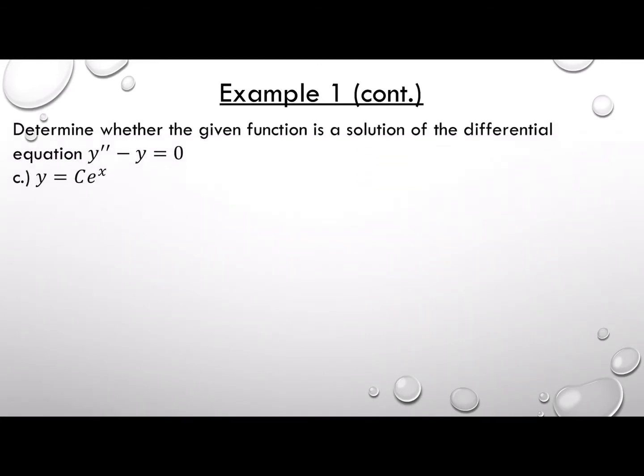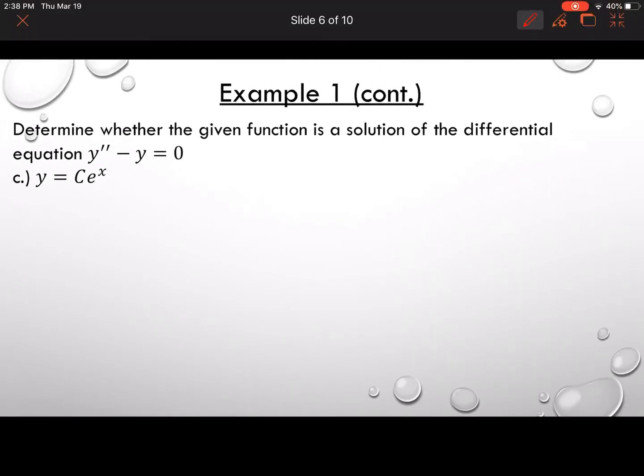So this one is similar to B. That capital C just represents a constant. It's not a variable, it's just a constant. So let's find our y double prime and our y.